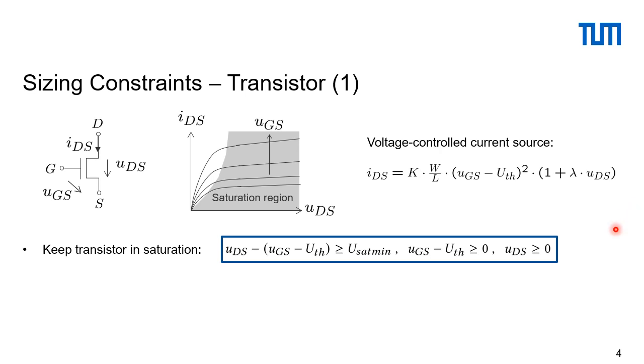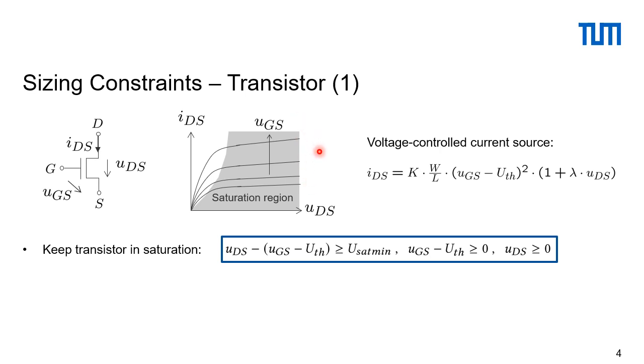Let's start at the very bottom. Here we have a MOS transistor. It has a drain, a gate, a source. It has the gate source voltage, it has the drain source voltage, and it has the drain source current, IDS. The behavior of the circuit can be visualized here by this graph, which shows the drain source current over the drain source voltage, and it can be parameterized over the gate source voltage.